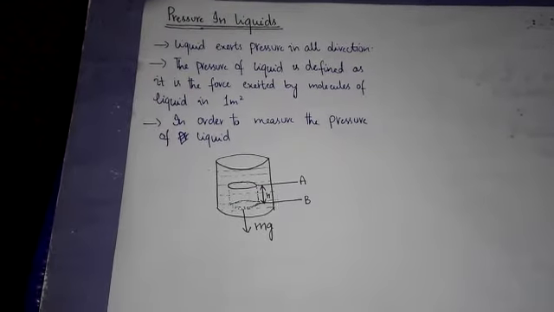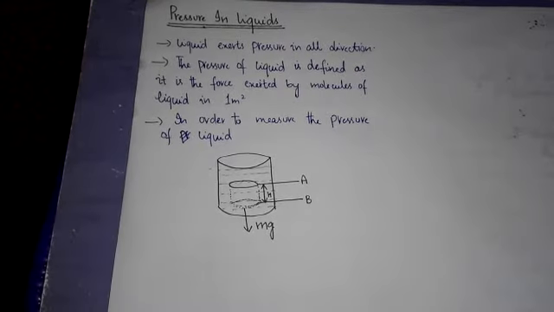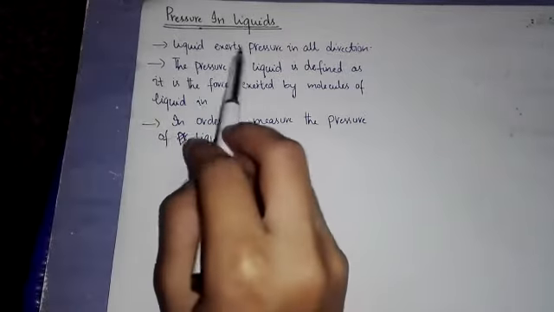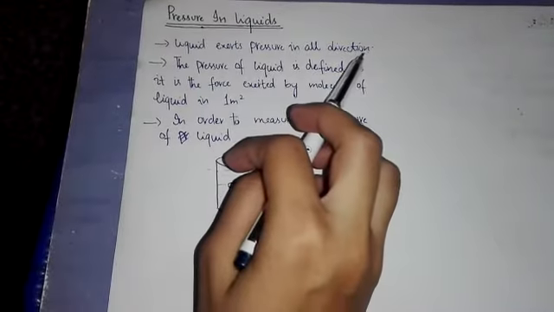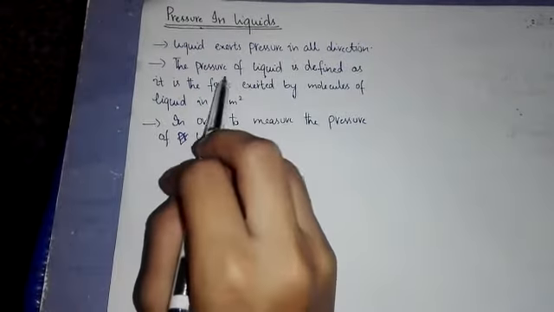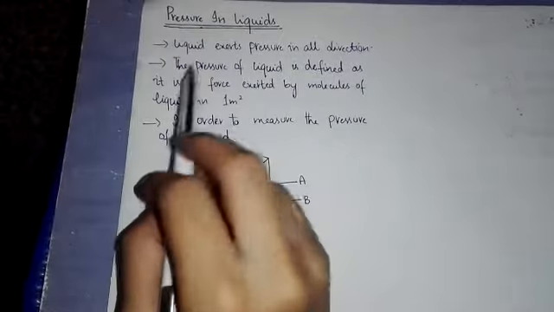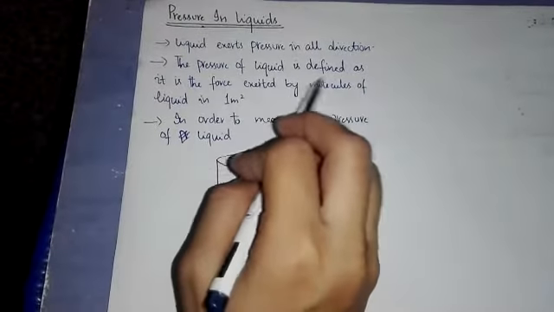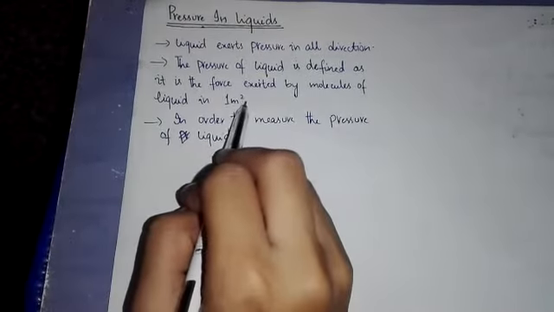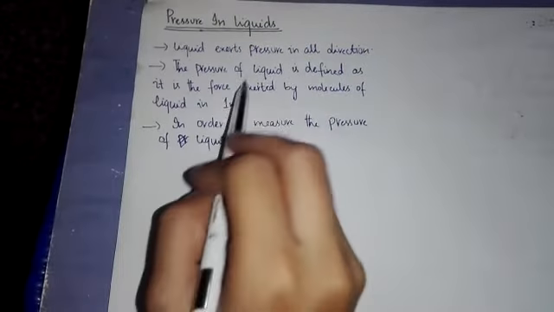Today we are going to start our new topic, that is pressure in liquids. We know that liquid exerts pressure in all directions, right? The pressure of a liquid is defined as the force exerted by molecules of liquid in 1 meter square or 1 centimeter square.